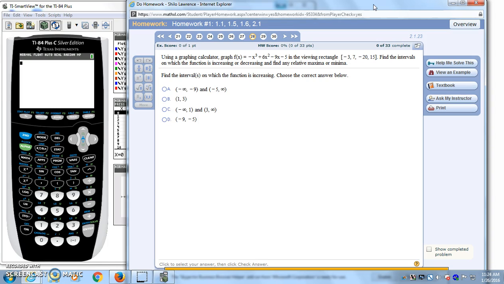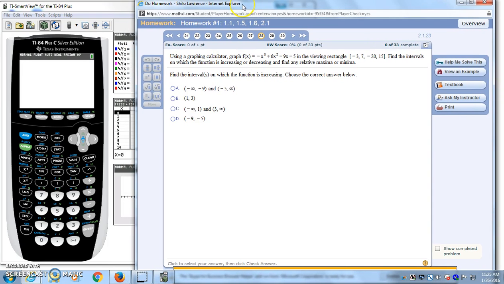So this is problem number 28 in homework number 1, and it asks you to graph a function in a specific window. So these 4 numbers here inside those brackets, they're the x minimum, x maximum, y minimum, and y maximum. So it gives us the function, and it gives us those ranges in the x direction and the y direction. I'm going to show you how to type it into the calculator and see what it gives us.